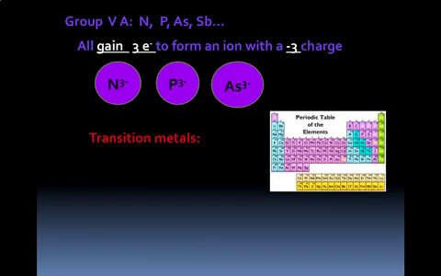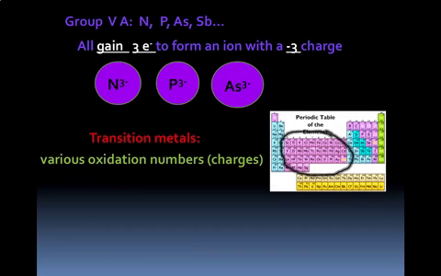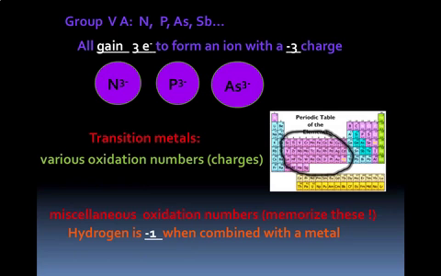Okay, our transition metals, we are looking at that shorter section in the middle. These have various oxidation numbers or charges. And a couple of them stay the same, some of them change. You're going to have to memorize 3 here. First of all, hydrogen can be a +1 when it combines with a non-metal, or it can be a -1 when it's combined with a metal. Zinc will always be +2. Silver will always be +1. And cadmium will always be +2.